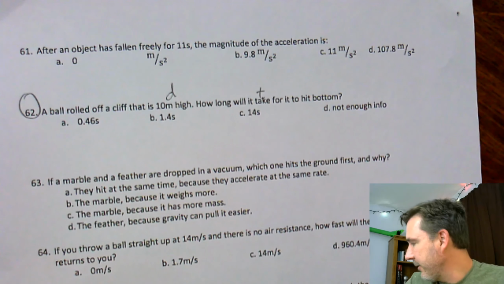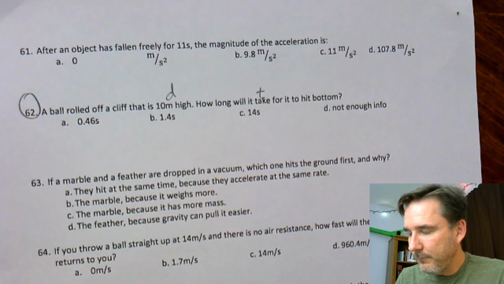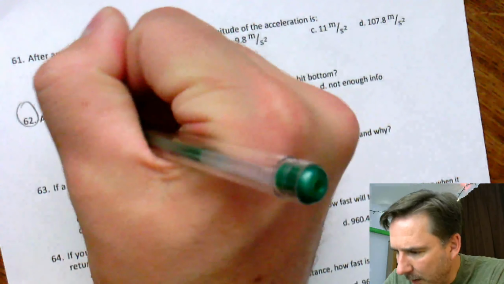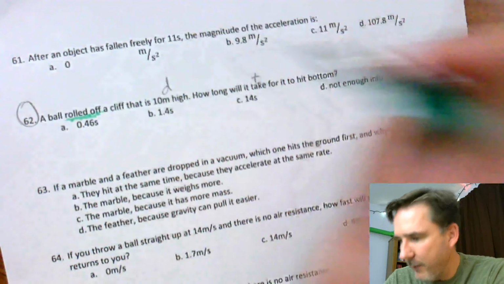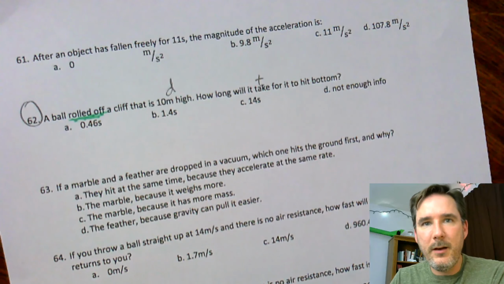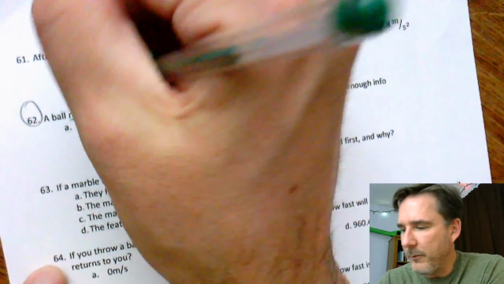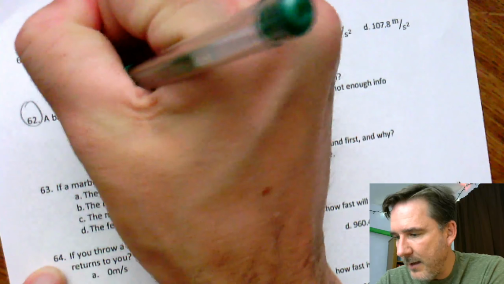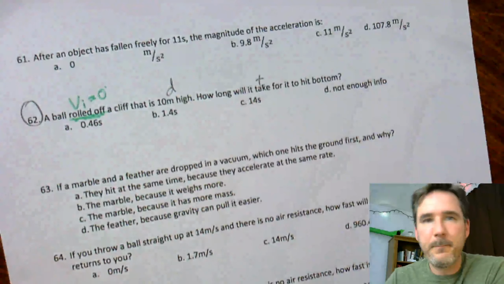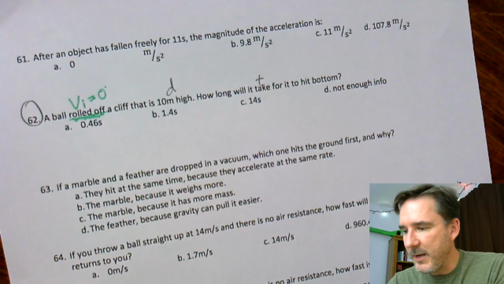But you got to watch out for some key words here. It rolled off a cliff. Okay, rolled off. That tells you right there that nobody was throwing it. It just passively rolled off. So that's going to tell you that VI, the initial velocity, is 0. So look out for key words like that.